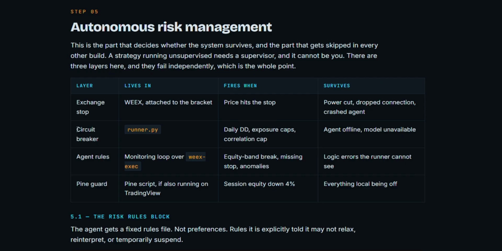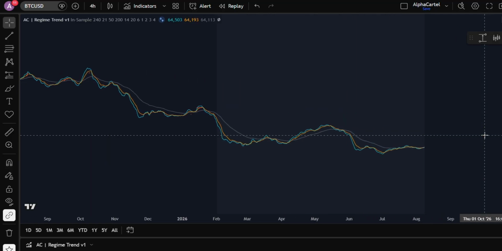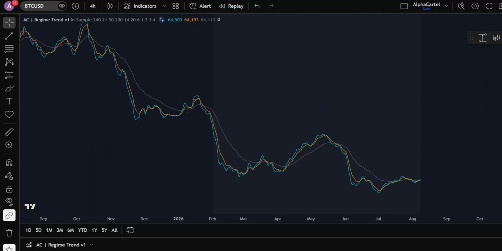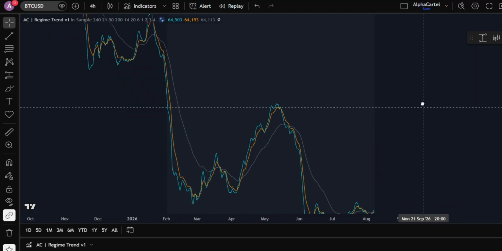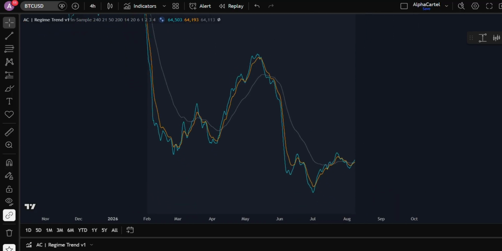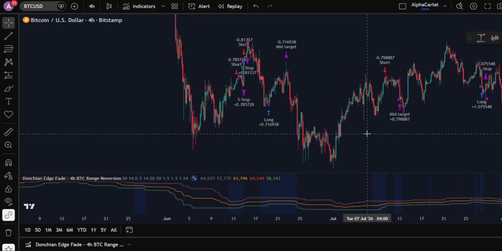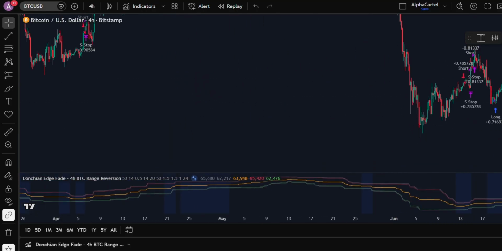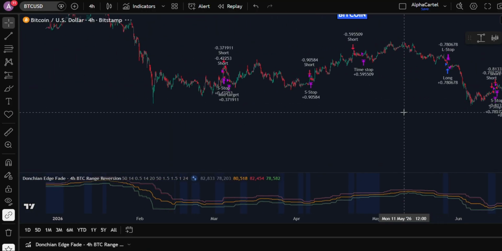Layer 2 is the circuit breaker in the runner. If equity drops 4% below the session open, the loop stops opening positions for the rest of the session. Full stop. It also enforces the caps. 3 concurrent positions maximum, 6% of equity at risk across all of them, and no more than 2 positions in assets whose 30-day return correlation is above 0.8.